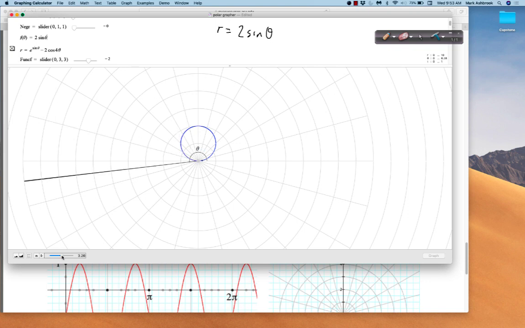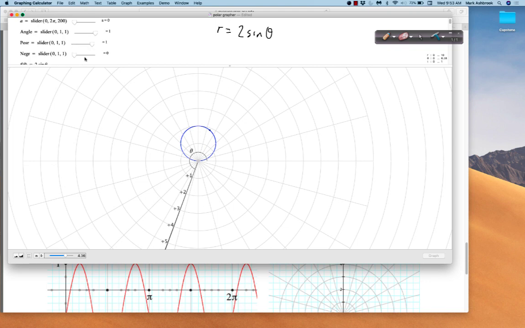When we did that one, remember, as theta went from 0 to pi, we went out to 2 and back to 0, and then from pi to 3 pi over 2, we went out to -2 and then back to 0. So when you did a whole period of that graph, 2 sine theta, it actually drew the circle twice. So you really only needed up to pi to get the whole graph. And then from pi to 2 pi, it did it again. Do you remember doing that?